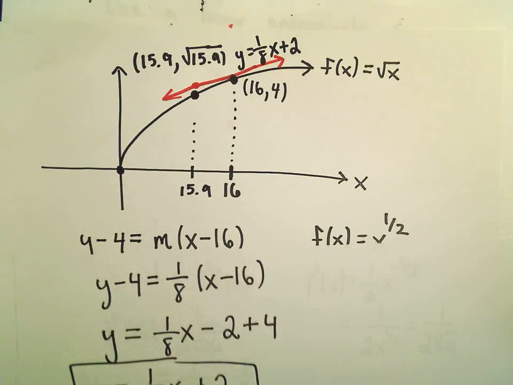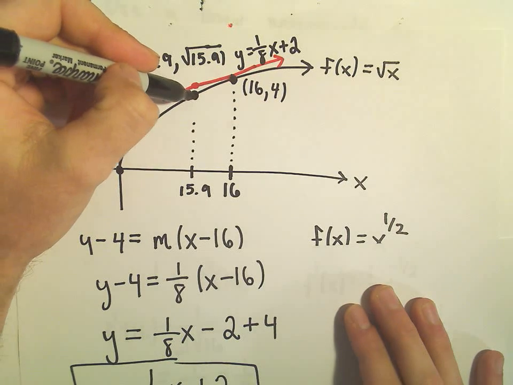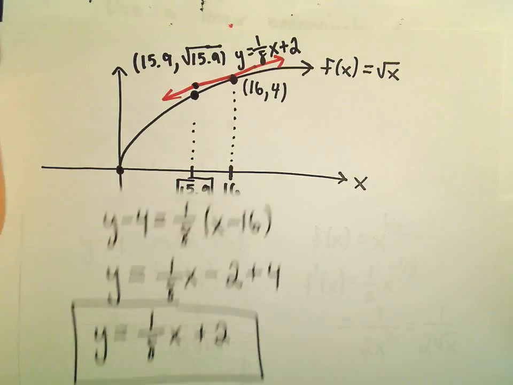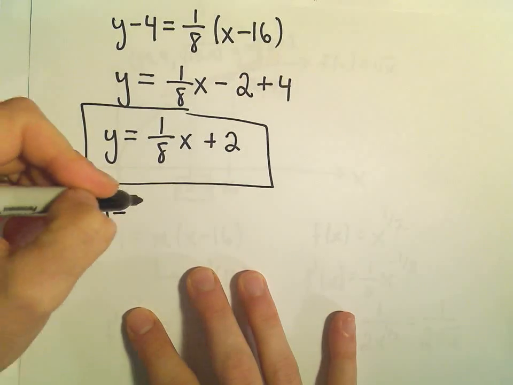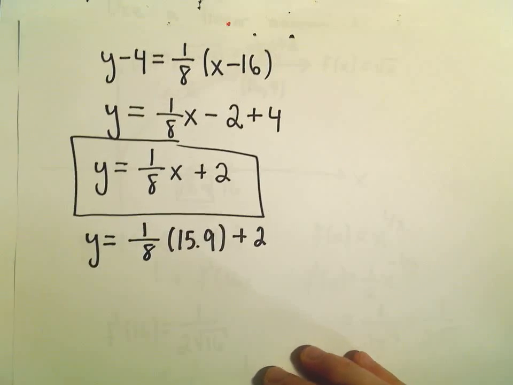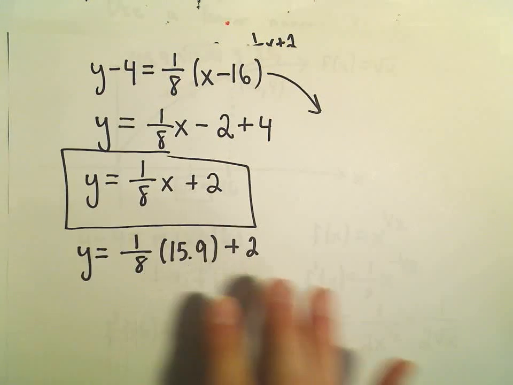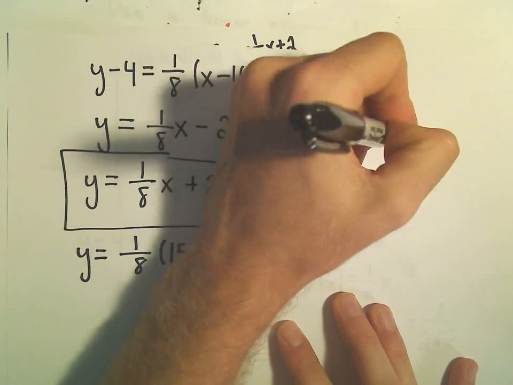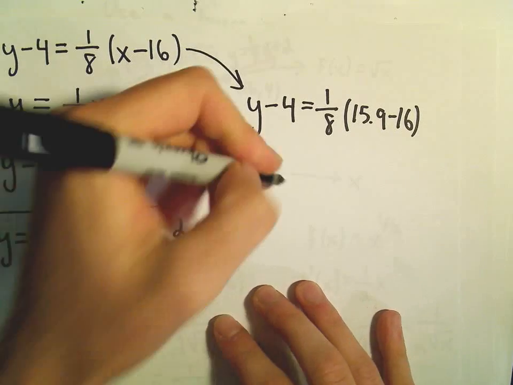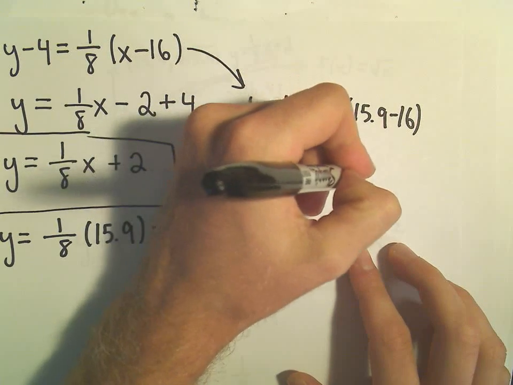And now we're going to do just like we said. I would like to know the true y value, which is when we plug 15.9 into the square root function. But since we're approximating, I'm just going to plug that same x value, 15.9, into our line equation, and that'll be our approximation. So we'd get 1 over 8 times 15.9 plus 2. It was probably actually easier to evaluate it before we multiplied things out, so I'm going to go back and plug it in there. This line and this line are the same, but if we plug it in here, we get y minus 4 equals 1 over 8 times 15.9 minus 16. I think that's a little bit easier to do. So we have 1/8, and 15.9 minus 16 will be negative 0.1.